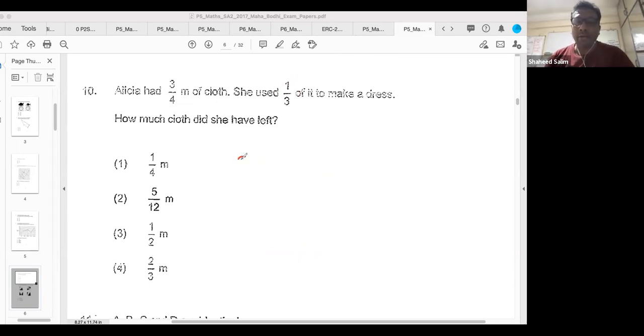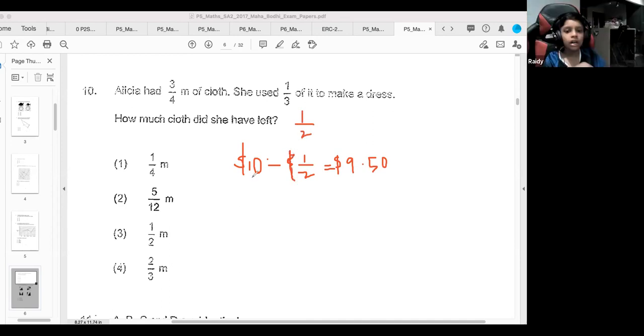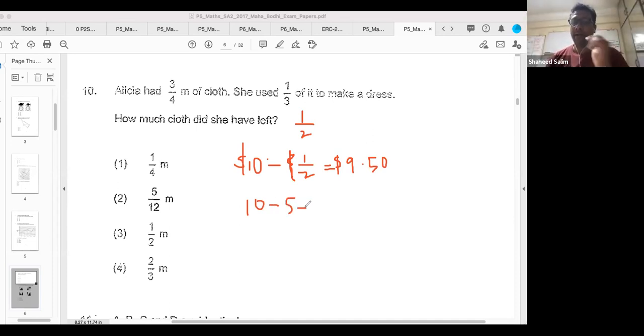Let's say now I got $10. I use half of it. So some of you go and minus half. So you say my balance is $9.50. No, not correct. This is only correct if half comes with the dollar. If there's no dollar, it means half of $10, so it's $5. You must minus $5. You get it? Half a dollar and half of $10 is different.